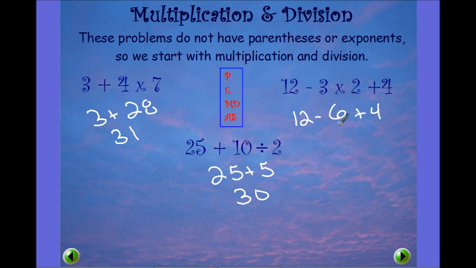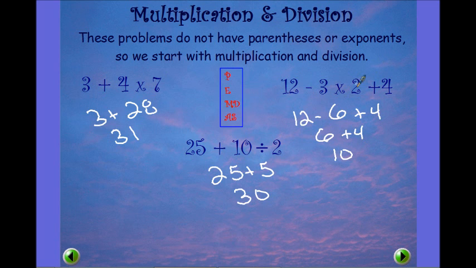Now, in our order of operations, we said our special rule is if you have addition or subtraction on the same line, you do it in order from left to right. Even though we say A for addition in our acronym, we don't necessarily do that before subtraction, because remember, if it's on the same line, we're going to do it left to right. So since these are on the same line, from left to right, we're going to go 12 minus 6 first, which is 6. So 6 plus 4 is 10.